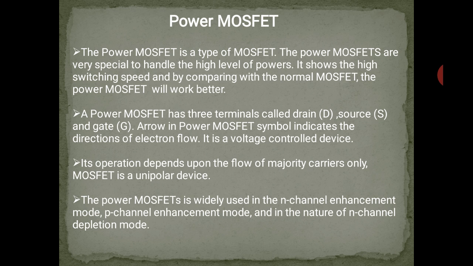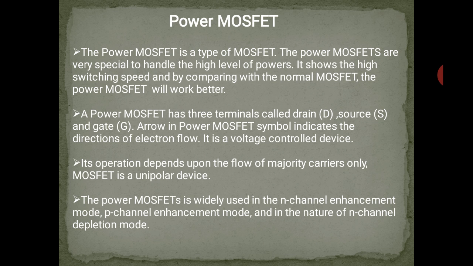A power MOSFET has three terminals, that is drain, source and gate. It is a voltage controlled device. Its operation depends upon the flow of majority carriers. MOSFET is a unipolar device.